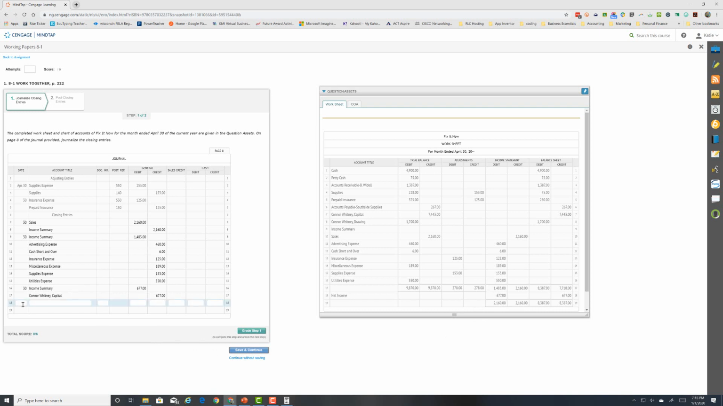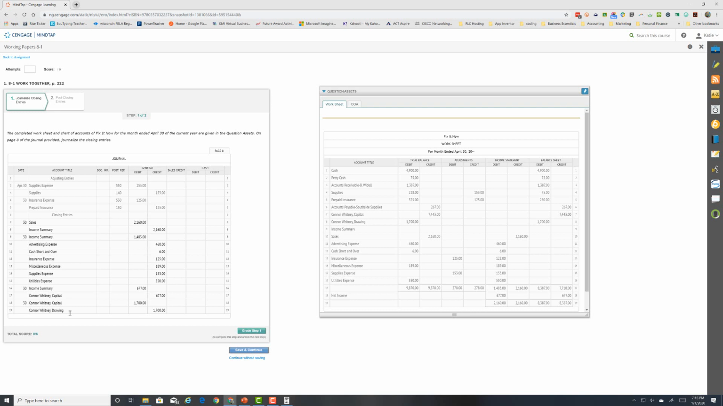My last closing entry is going to be to close my drawing, the D. So I look here, drawing has a debit balance of $1,700. So I need to get drawing to 0. If it has a debit balance, I'm going to need to credit it $1,700, and I'm going to close that into its controlling account, which is Connor Whitney Capital, and that is going to be debited $1,700. Those are my 4 closing entries. The R, closing revenue, E, closing expenses, I, closing income summary, and D, closing drawing.